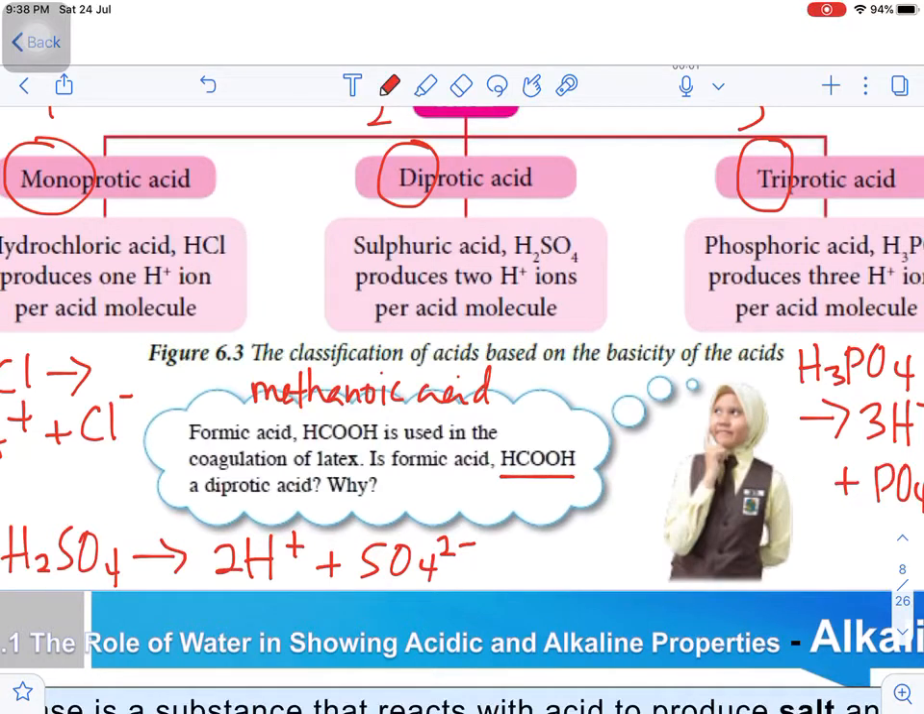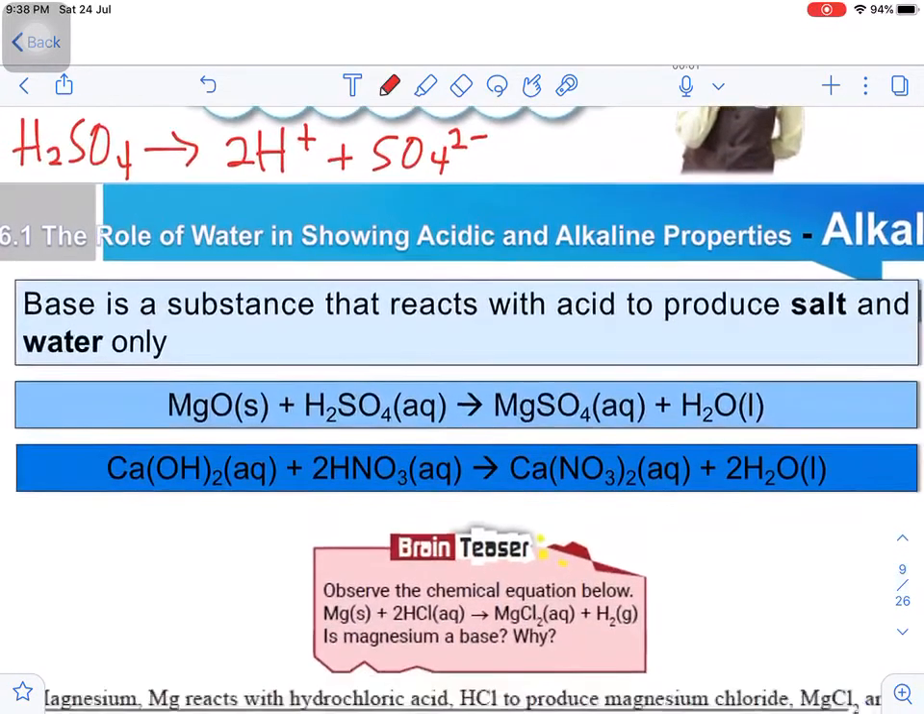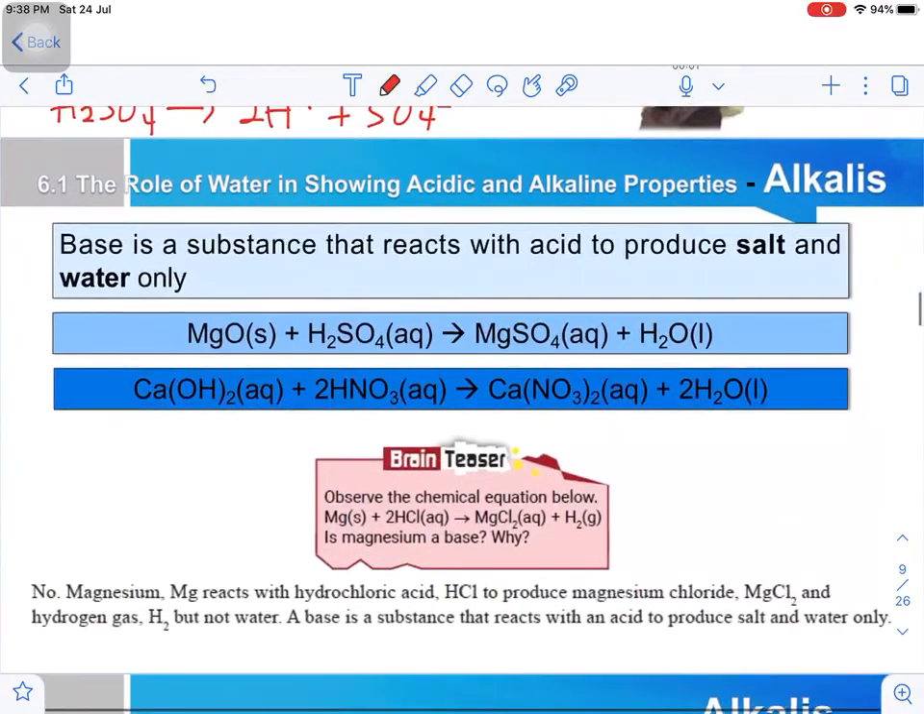So, you may consider it as diprotic. But formic acid is a monoprotic acid because only the hydrogen that is bonded to oxygen will ionize to form a hydrogen ion. The other hydrogen that is bonded to carbon does not ionize. Okay, it's still considered monoprotic. Next, we go to alkalis.